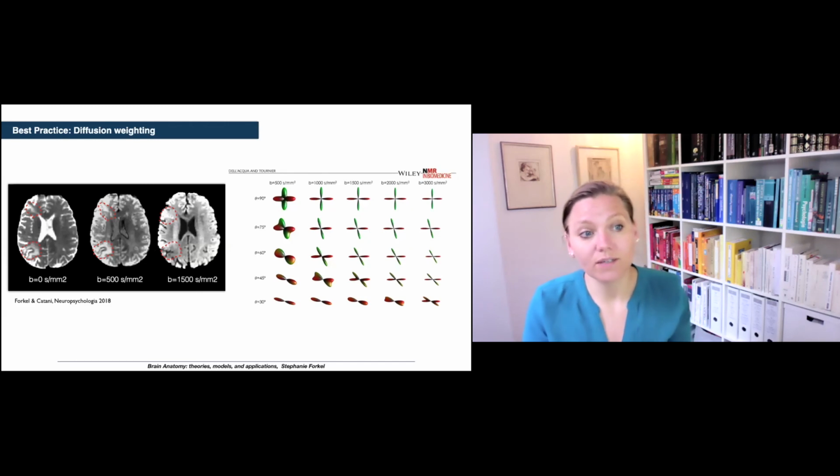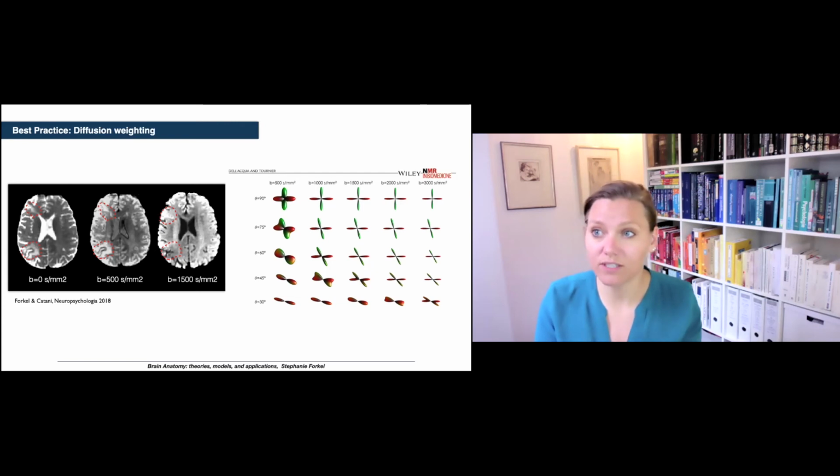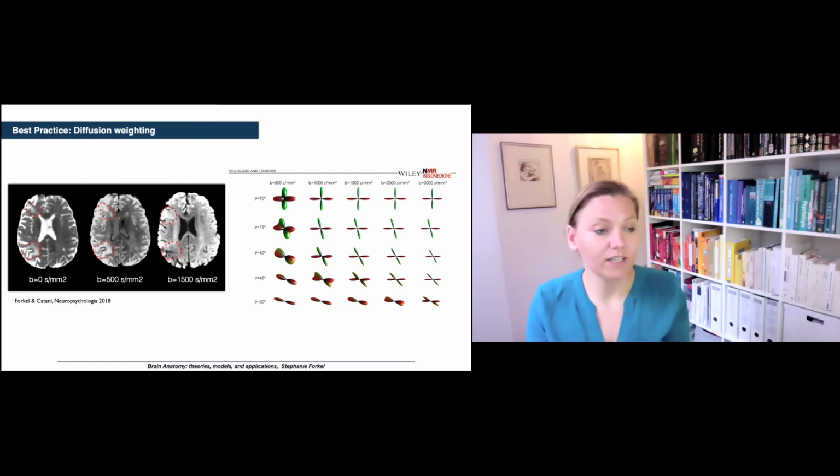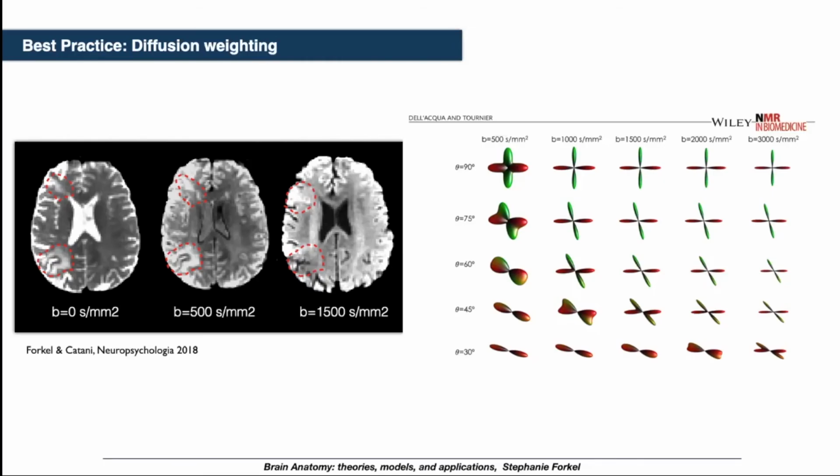The other thing you can tweak with is the diffusion weighting. So how much diffusion sensitivity you want in your data. And I'm showing you an example here from our 2018 study, where you have 3 examples of diffusion weighting. So the first one is a B0 image, so very minimal diffusion weighting in there. Then we have a B value of 500, and a B value of 1500. And without knowing what you're looking at in detail, you can appreciate the differences in the images.